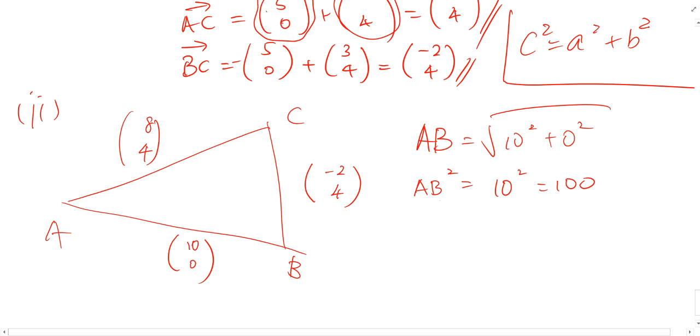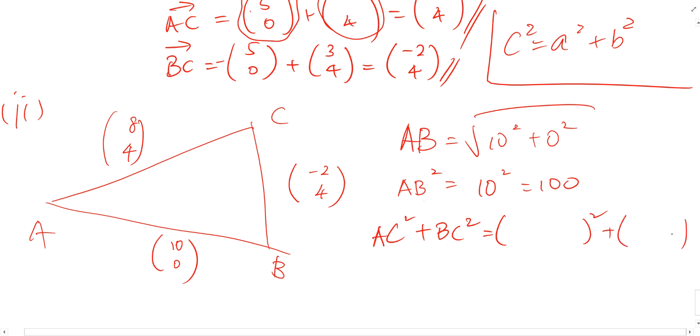Okay? Now that I've got AB square, I want to verify whether AC square plus BC square gives me the same value as AB square, which is 100. So now I'll go ahead with my working. AC square plus BC square. Now AC square, how much is AC square? Square root of 8 square plus 4 square, am I right? Then on the other side, BC square is actually the square root of negative 2 square plus 4 square.